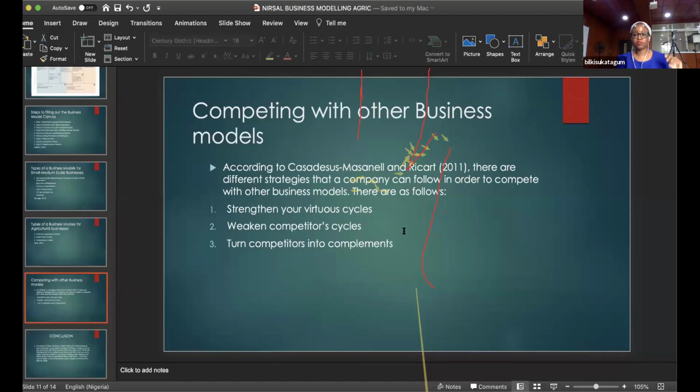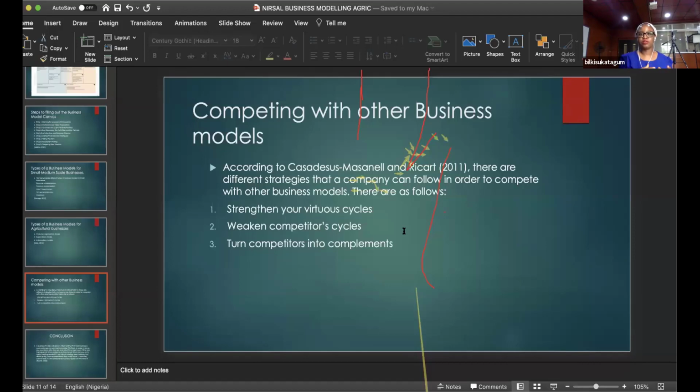If you're able to compete successfully, it means that your customers find your model effective and good. So there are different ways that you can compete with other models. The first thing is strengthening your virtuous cycles. Virtuous cycles means creating multiple streams of income for you, or adding extra products or services to your model itself, to increase your market share and make more money. That's what strengthening your virtuous cycle is.